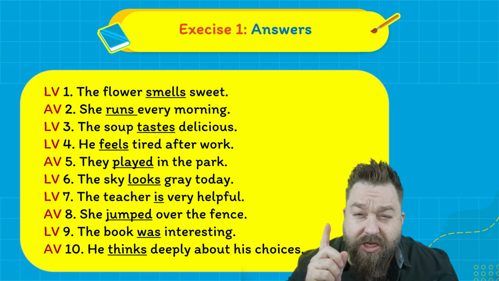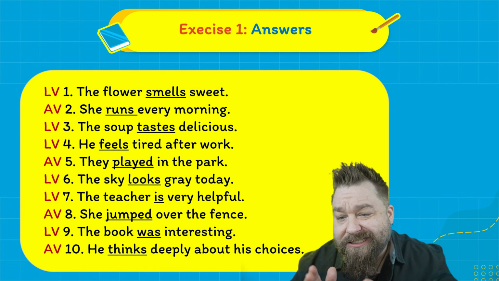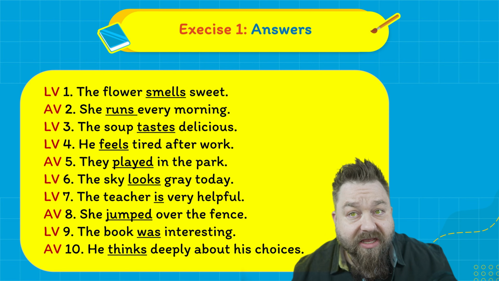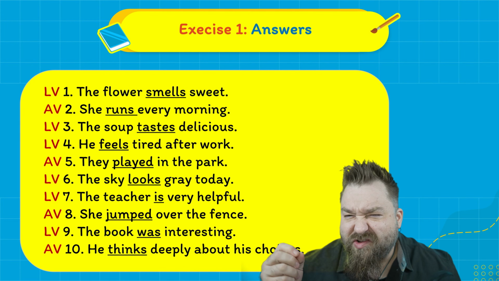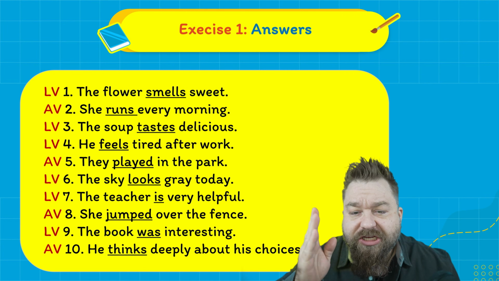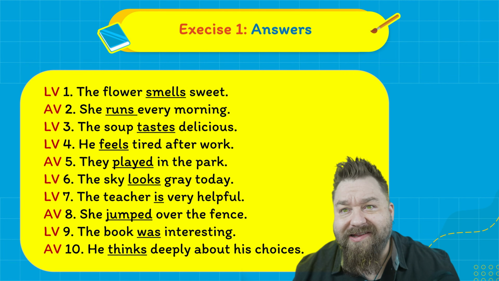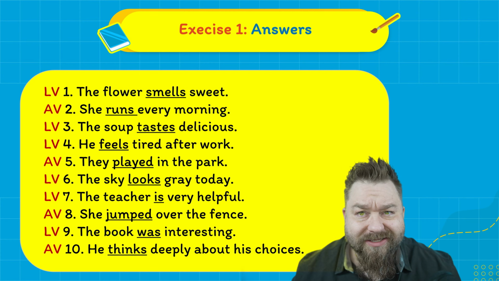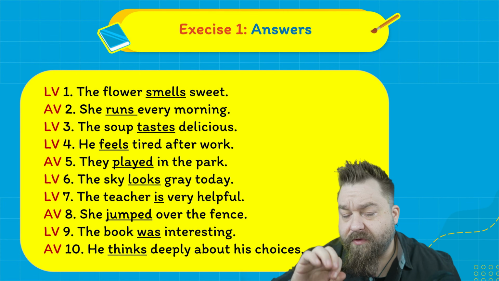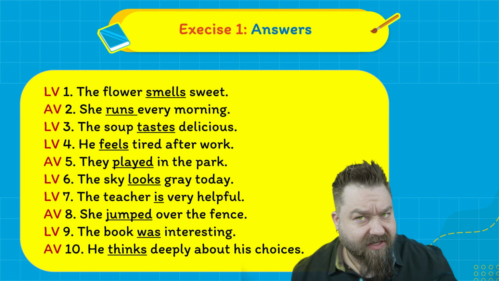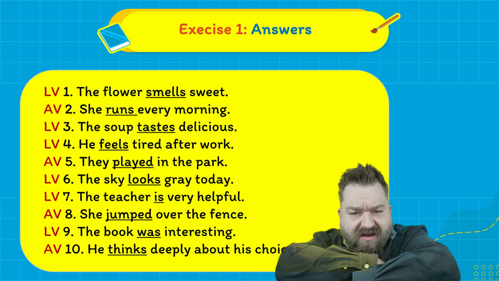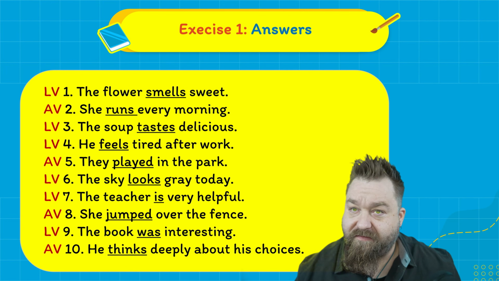Take a look here. Number 1, the flower smells sweet. Well, that's a linking verb, right? We're linking the subject with how it smells, sweet. Number 2, she runs every morning. That's action, right? She's doing something. She's running. Number 3, the soup tastes delicious. We know that one from before. If you got that wrong, this is a linking verb.